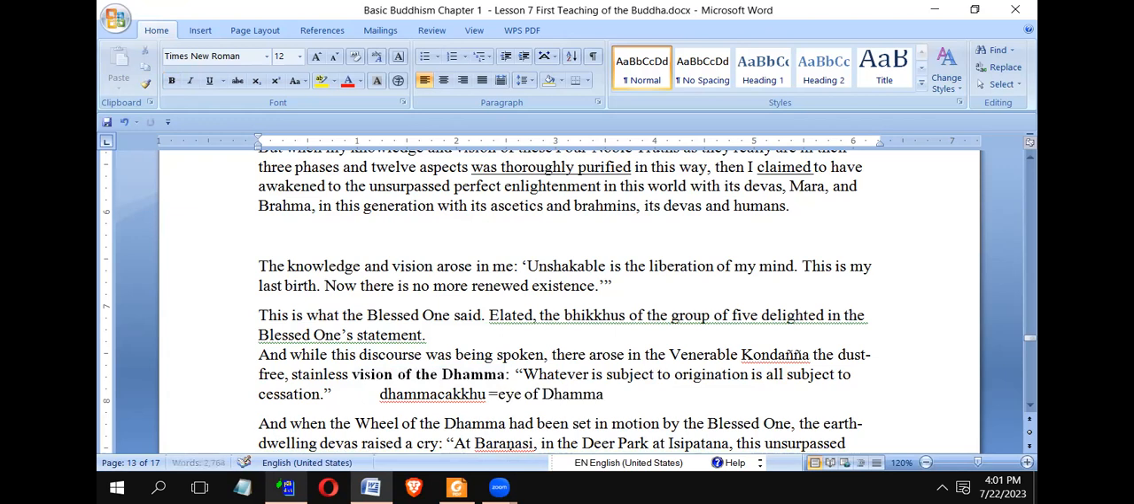This one is talking about dependent origination. Whatever is subject to origination is all subject to cessation. He sees reality as it is. What is subject to origination, subject to cessation, means that he sees the Four Noble Truths, right? Yes. He sees reality.